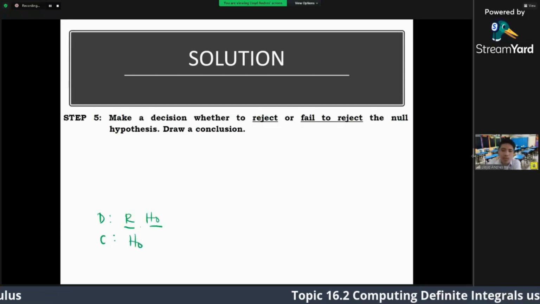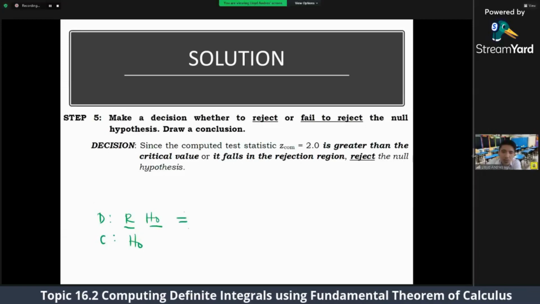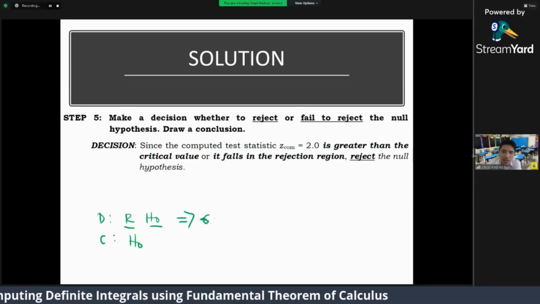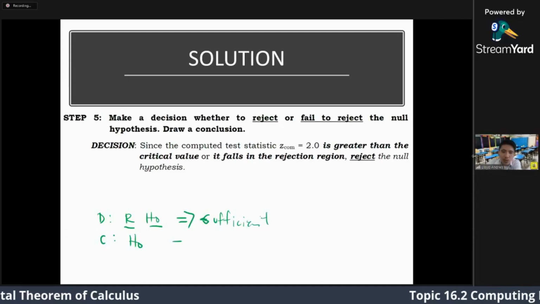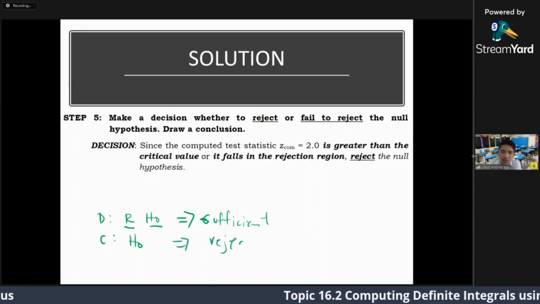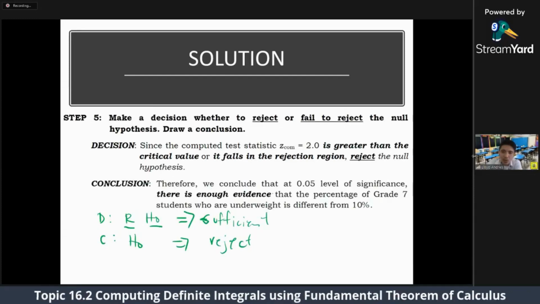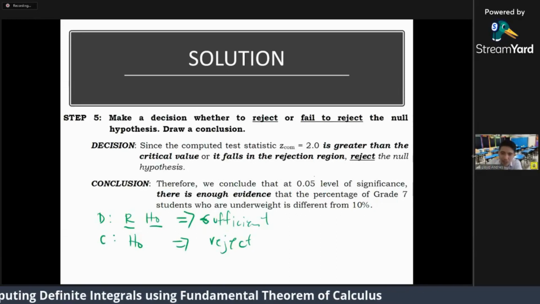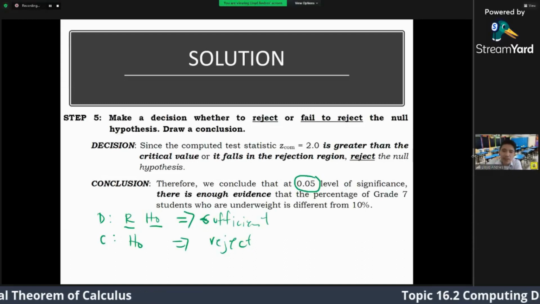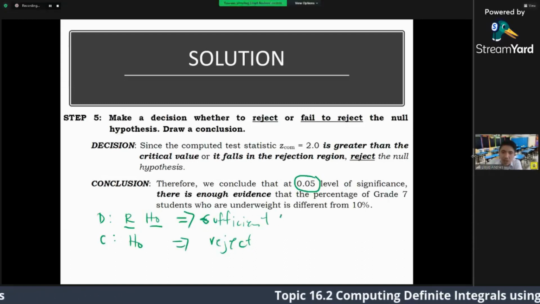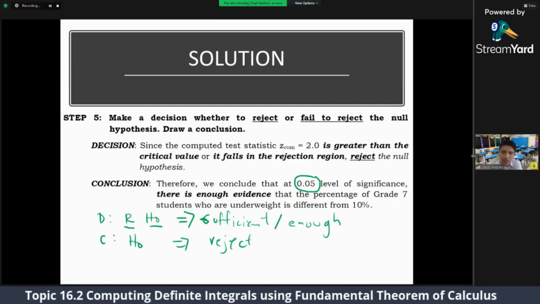Using this, when you reject H0, there is sufficient evidence. When you reject H0, sufficient. Then if the claim is H0 and you reject it, those are the keywords now. So, therefore, we conclude, and you should write the level of significance, 0.05. There is enough, you can use sufficient or enough. There is enough evidence.